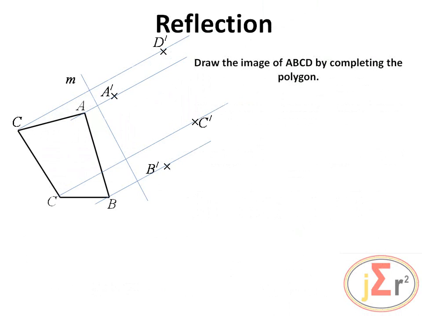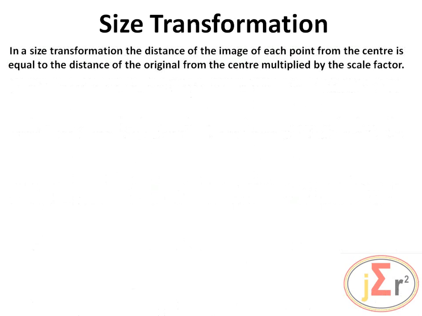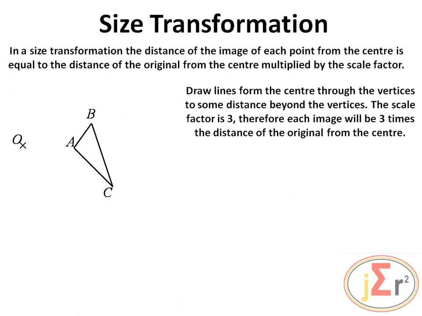Draw the image of ABCD by completing the polygon. Now we're going to be looking at size transformation. In a size transformation, the distance of the image of each point from the center is equal to the distance of the original point from the center multiplied by the scale factor. Draw lines from the center through the vertices to some distance beyond the vertices. The scale factor is 3. Therefore, each image will be 3 times the distance of the original from the center.